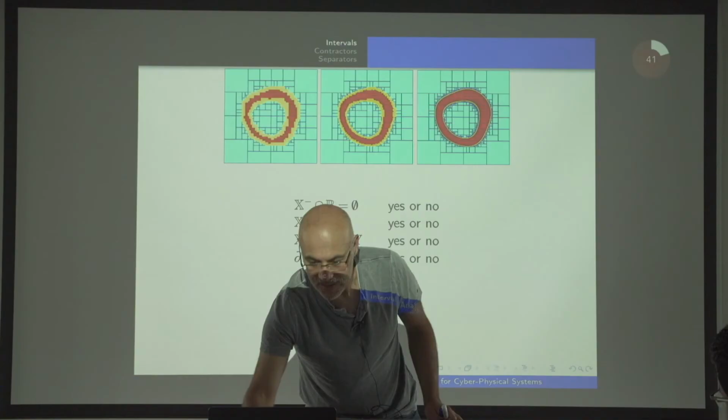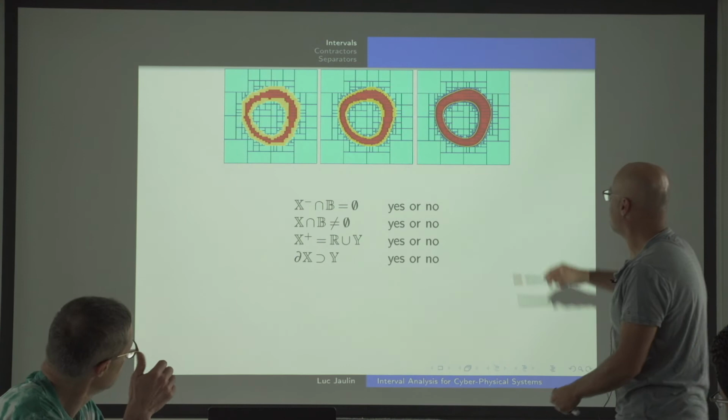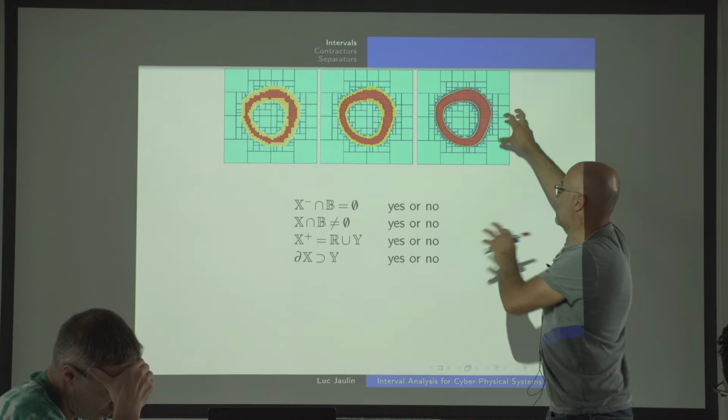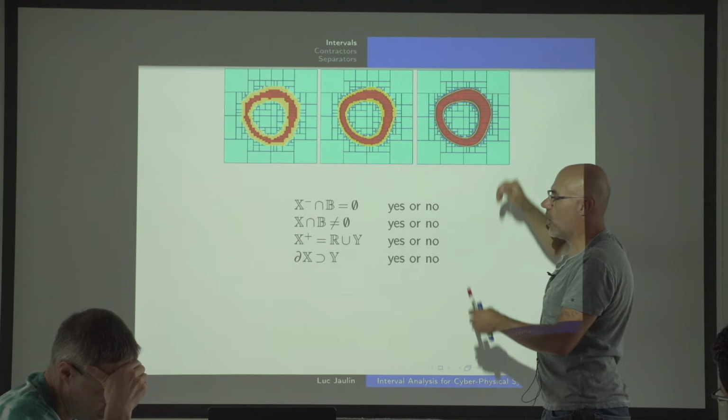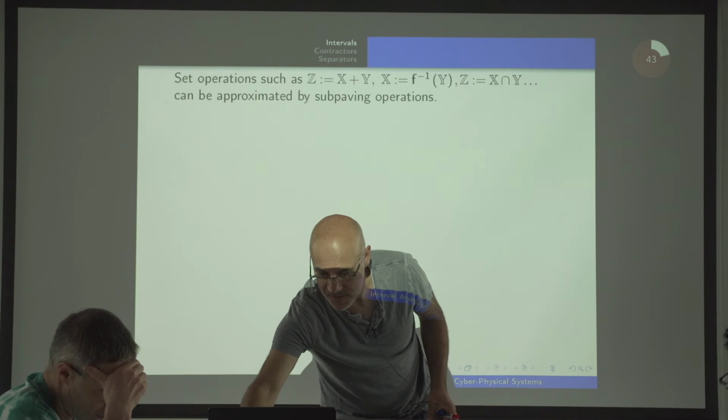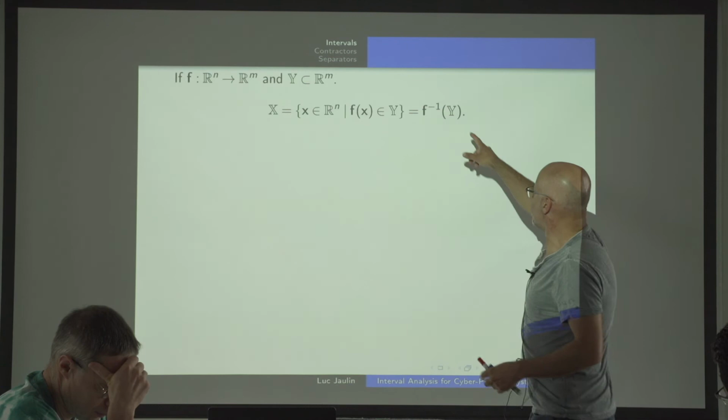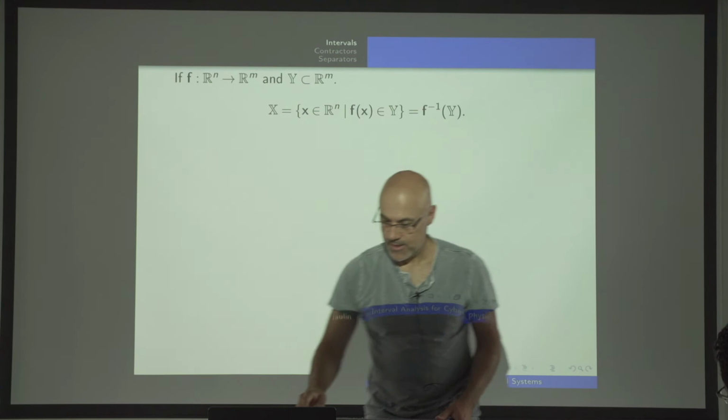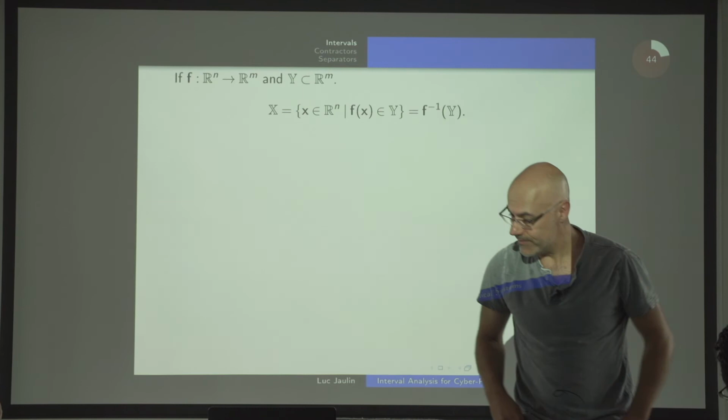So I represent it by a set, and I will explain now how to invert a set. I will use the notion of subpaving a set, which is represented in red, and I can represent it by boxes. So I will now explain how we can obtain such a set via set inversion. So I have a set Y, and I want to compute the set of all reciprocal images of Y. I will try now to explain how this can be done.